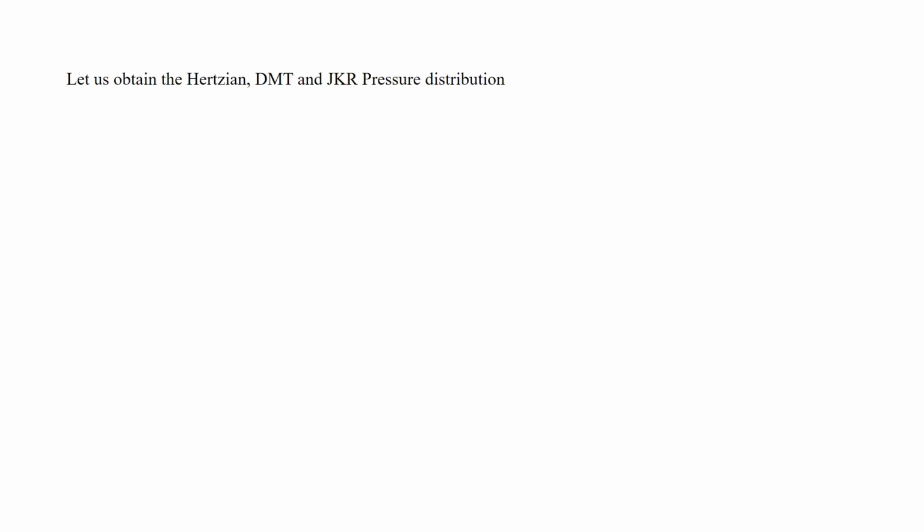Now, how do the Hertzian, DMT, and JKR pressure distributions look? That is what we would like to see now. For Hertzian mechanics, as we remember, it is compressive, so I will write the pressure as positive. The Hertzian pressure will be something like this, with a maximum pressure applied.